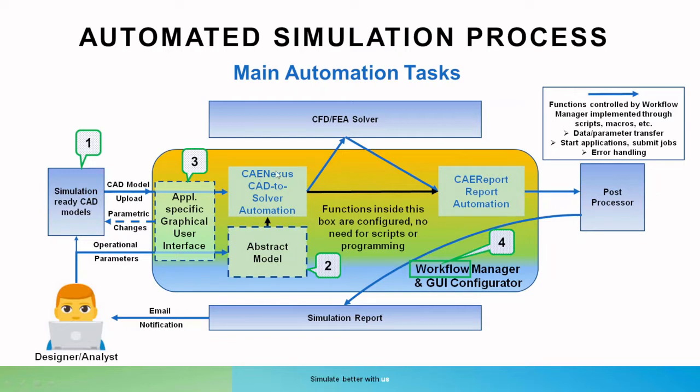Next, in CA Nexus, CAD to solver automation takes place, and in this it will automatically export the job and it will run the simulation, and using CA report it will post process the simulation results and prepare the simulation report and email it to the designer. The functions inside this box are configured, no need for scripts or programming.